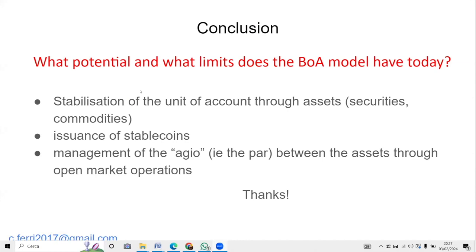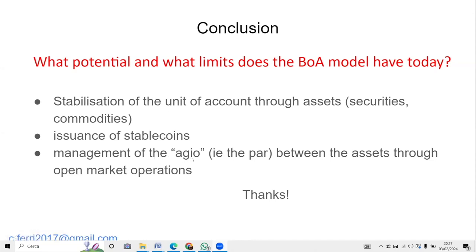Well, there are, as we have seen, some similarities. And so, for example, the stabilization, the possibility to stabilize the unit of account through assets that can be securities and commodities. The possibility to issue stable coins. We have seen the stable coins of central banks.